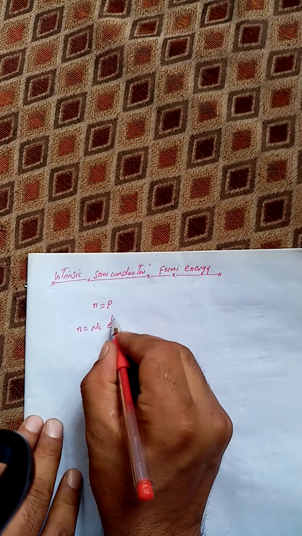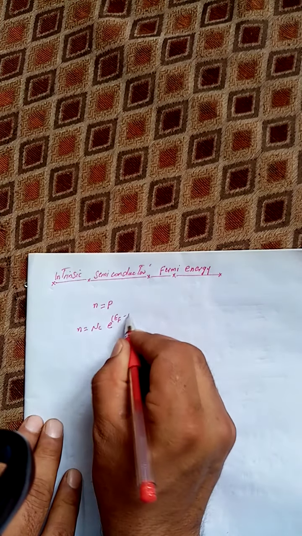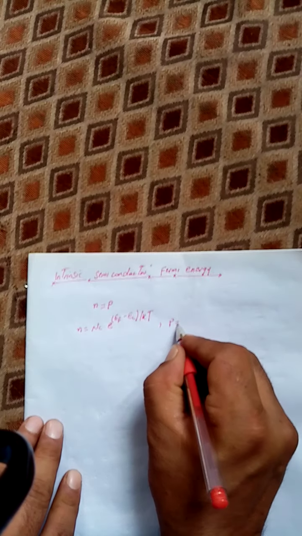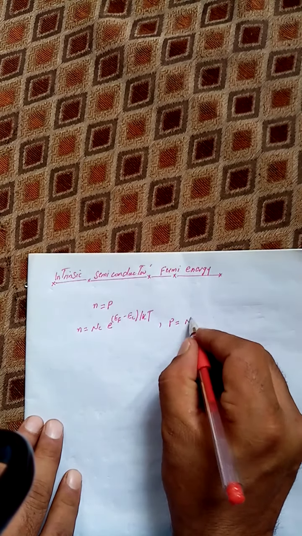Now we'll discuss the Fermi energy of an intrinsic semiconductor. As we know, in an intrinsic semiconductor, the number of electrons in the conduction band is equal to the number of holes in the valence band. The number of electrons in the conduction band is Nc e raised to a power EF minus EC over kT, and the number of holes in the valence band is given by Nv e raised to a power EV minus EF over kT.